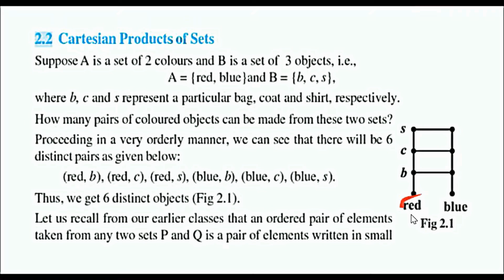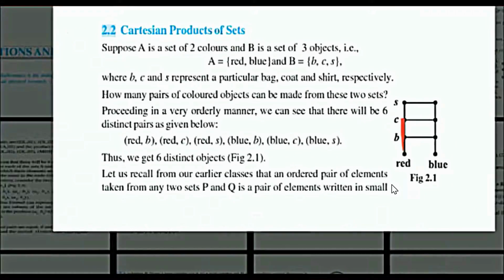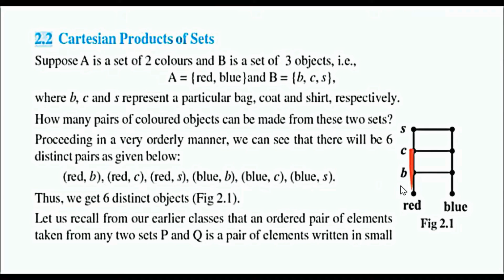We'll see, if this is red and this is blue. This bag can be blue, or the bag can be red. Again, the coat can be blue or the coat can be red. In a similar fashion, the shirt can be blue or it can be red. So the combinations are red B, red C, red S, blue B, blue C, blue S. So we have 6 distinct objects in the Cartesian product. We know how we are going to write the ordered pairs of the elements. So these are the ordered pairs.